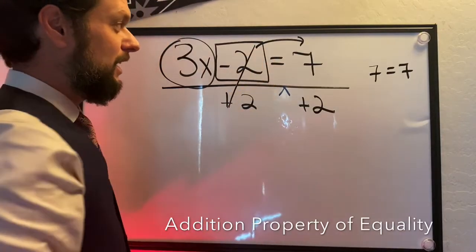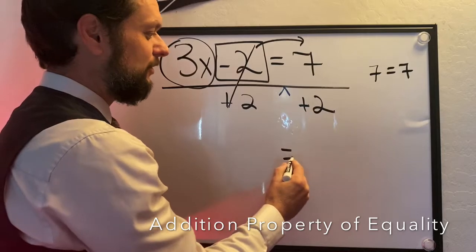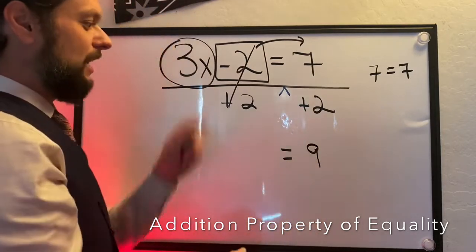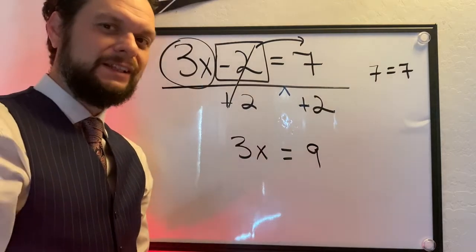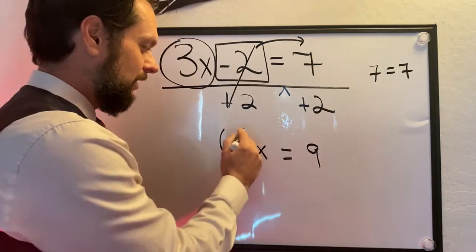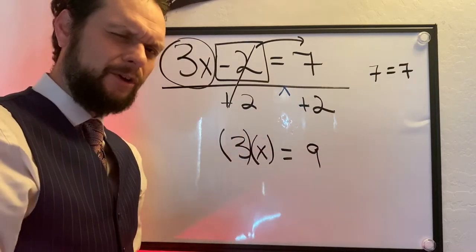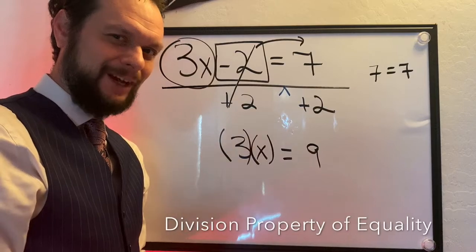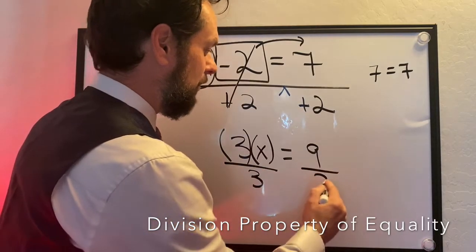Negative 2 plus 2 is 0, so those are gone. And then I have 7 plus 2. 7 plus 2 is going to be 9. And the only thing I have left over on this side is 3x. Once again, to isolate a variable, we use inverse operations. This means 3 times x. What's the opposite of multiplying by 3? You got it. Dividing by 3. So we're going to divide both sides by 3.